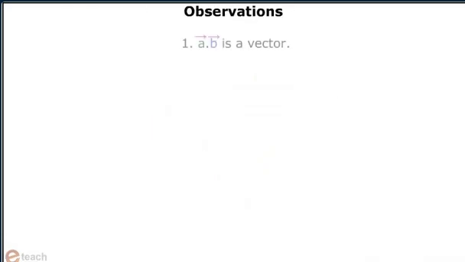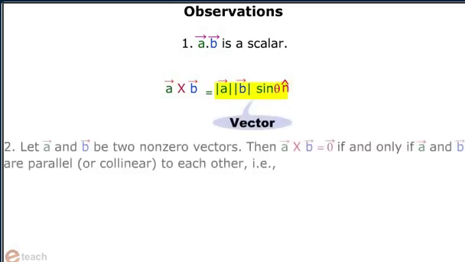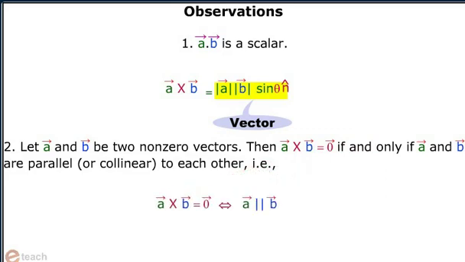Observations. Observation 1. We know that a vector dot b vector is a scalar, but a vector cross b vector is a vector since it has direction towards n cap. Observation 2. Let a vector and b vector be two non-zero vectors. Then a vector cross b vector equals null vector if and only if a vector and b vector are parallel or collinear to each other. That is, a vector cross b vector equals null vector implies a vector is parallel to b vector.